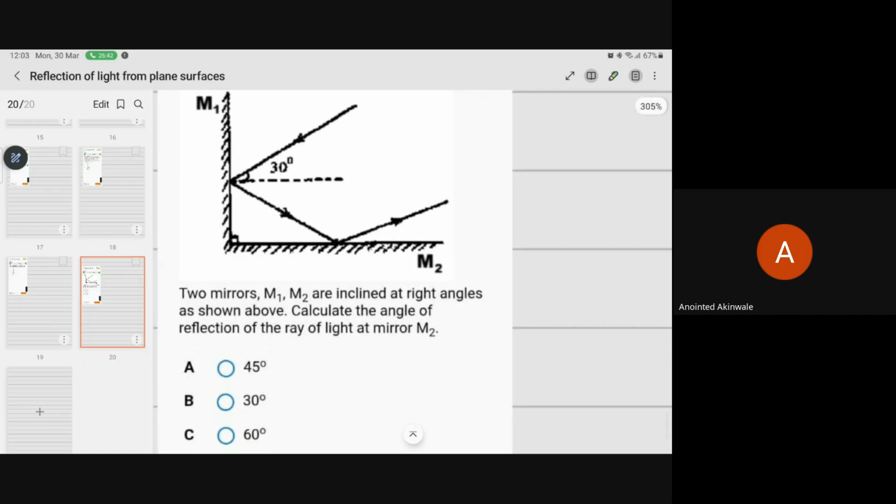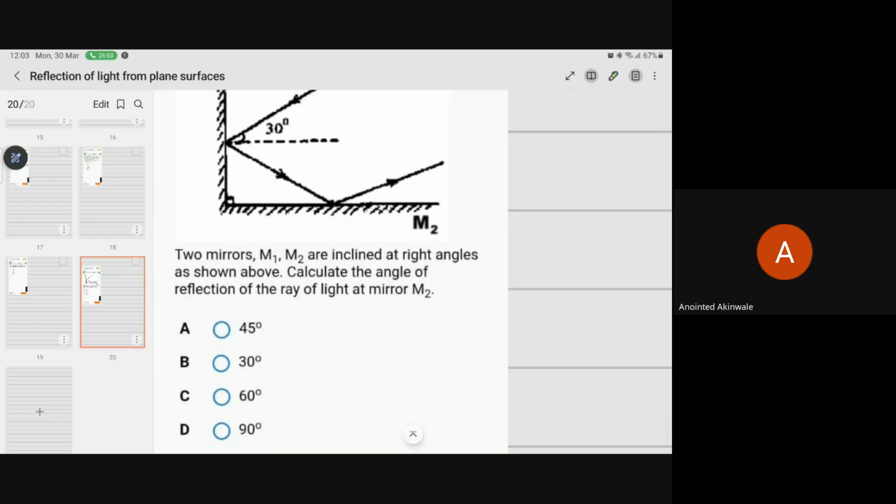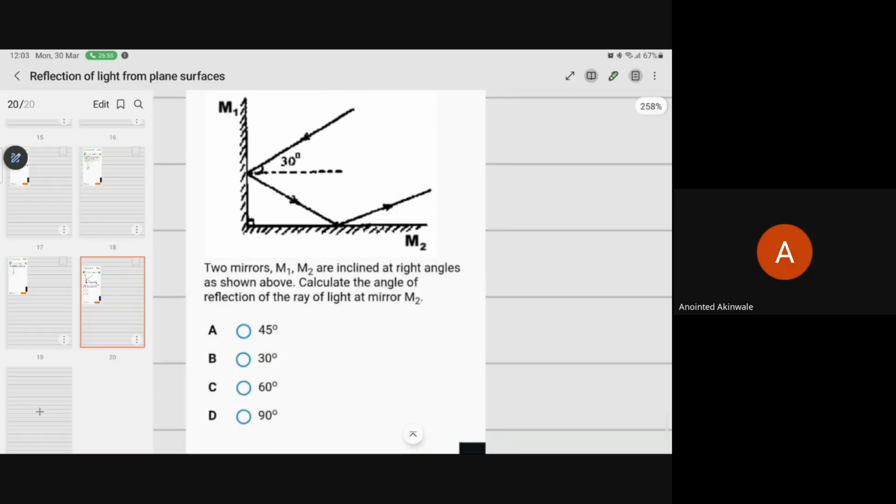So they said two mirrors M1, M2 are inclined at right angles as shown above. Calculate the angle of incidence, and the angle of reflection, of the ray of light at M2. So this is an issue of mirrors being inclined. We're asked to calculate the angle of incidence of the ray on M2.